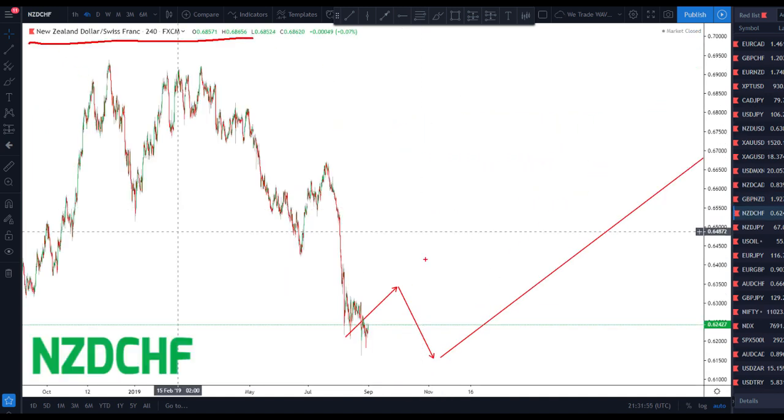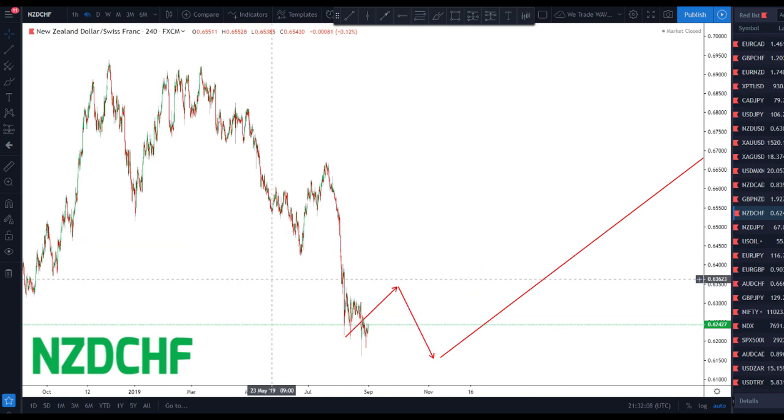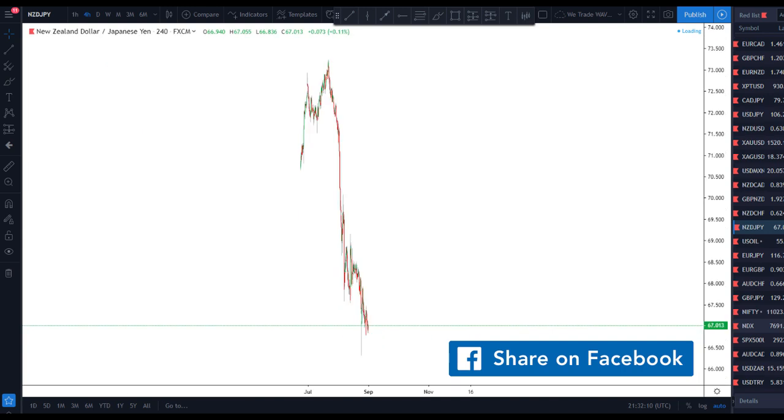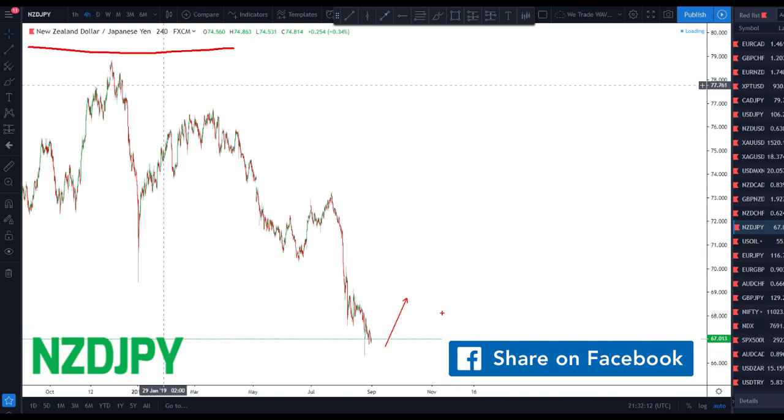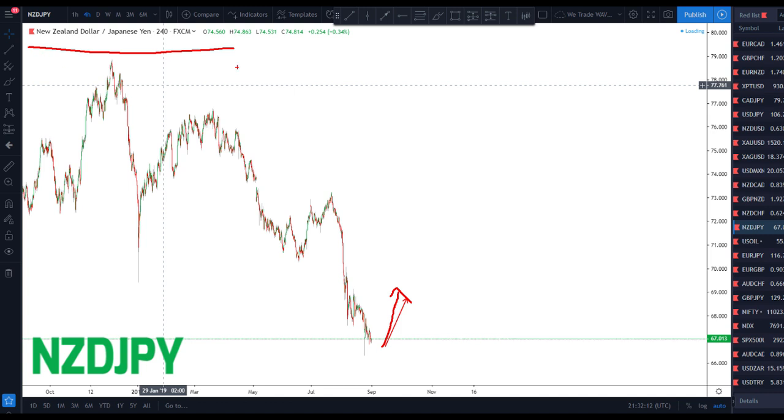New Zealand Swiss, like we said last week, leave this one. We are making a bigger corrective structure here, a complex one, and then one more move down. We'll let this structure complete and then we'll go with this upside. New Zealand Yen, again, leave this one if you are not in. We are expecting one more move up. If you need to trade this one, this is the direction we are looking for, upside, up wave. We will not sell it.